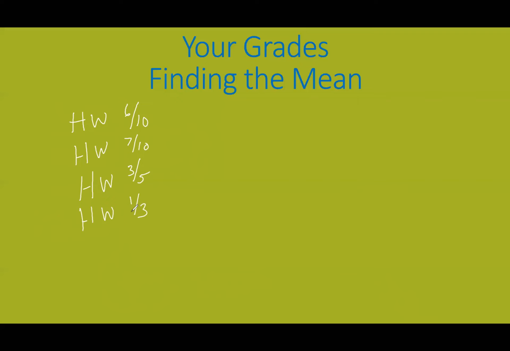So what are we going to do here? Well, we need to find out what the average is of all of these. And there's a couple ways to do it. We could turn all of these into fractions, into equivalent fractions, and then we can add them up. That's one way to do it. We can turn them all into decimals and add them up.